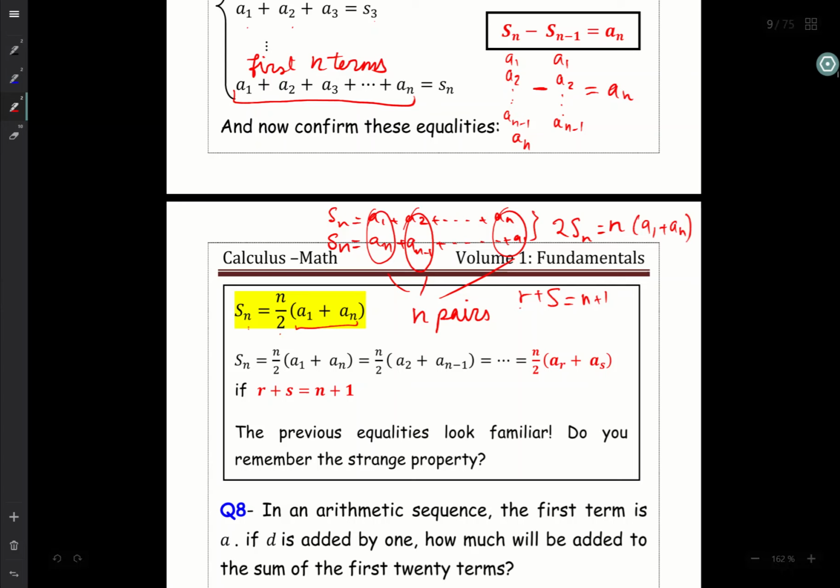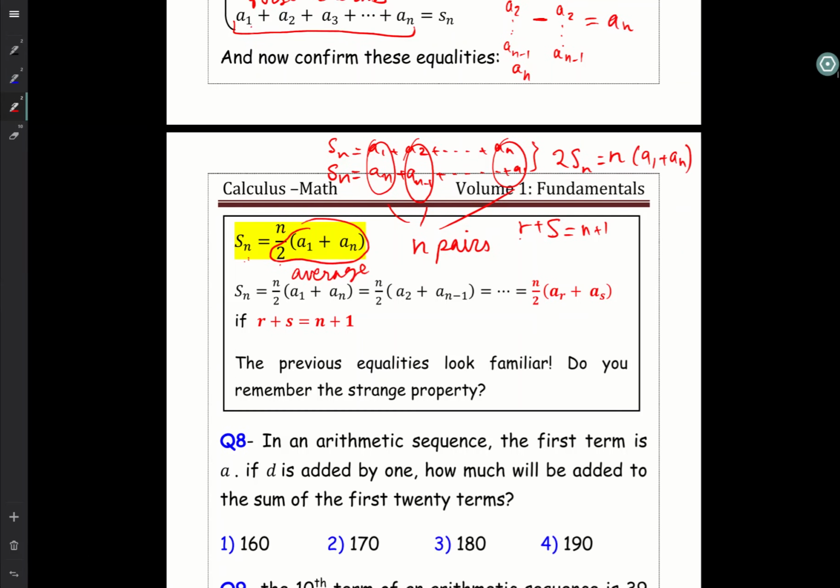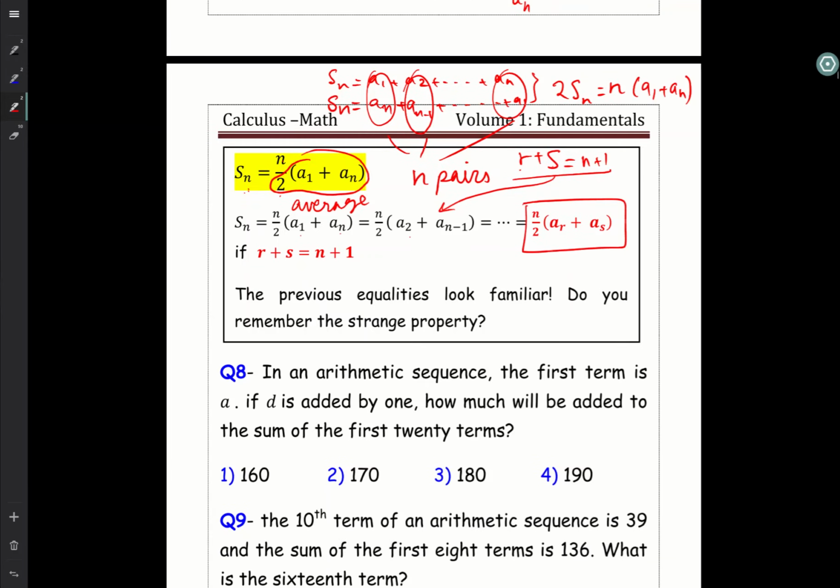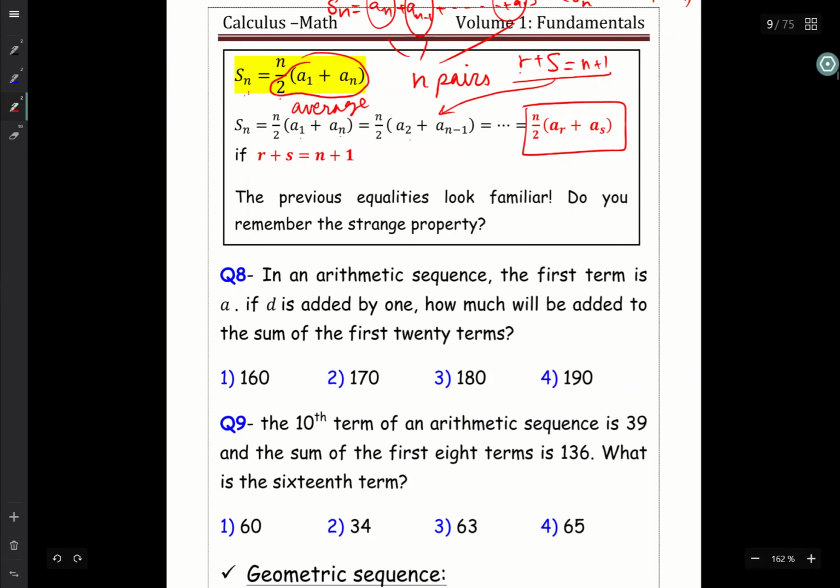The way you remember it is Sn is n, the number of terms, times the average of the first and the last term. This is the basic formula: n times the average. And again, because this property holds true, instead of having the first term and the last term, you can say the second term plus the second from the end, any pair basically. This is the important part: as long as r plus s equals n plus 1.